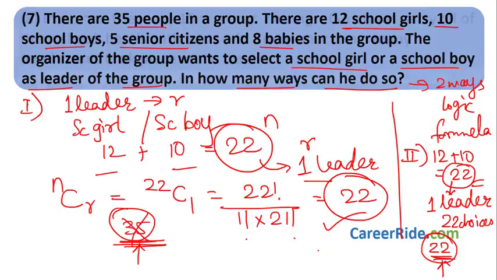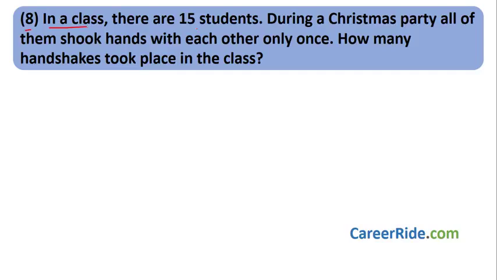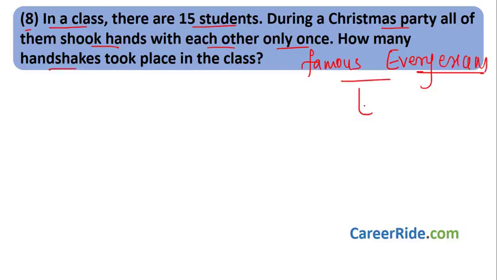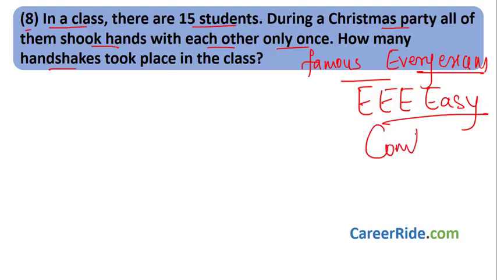Moving on to the next question. Question 8. In a class there are 15 students. During a Christmas party, all of them shook hands with each other only once. How many handshakes took place in the class? Now this is one of the most famous examples which are asked in every exam. Please remember how to solve this kind of sum. It is extremely easy. This is a permutation combination sum, specifically a combination sum. A very easy sum, with a very easy formula or trick to solve it.